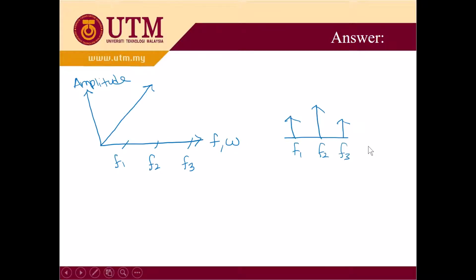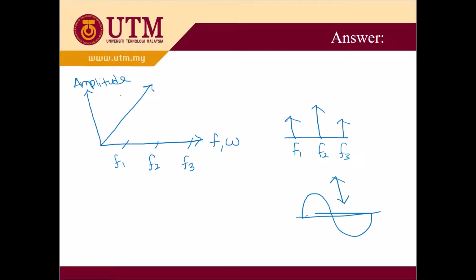For the time domain, what happened? We will see something like the continuous signal, something like this. Why is this different? It's just like which angle that we will see.